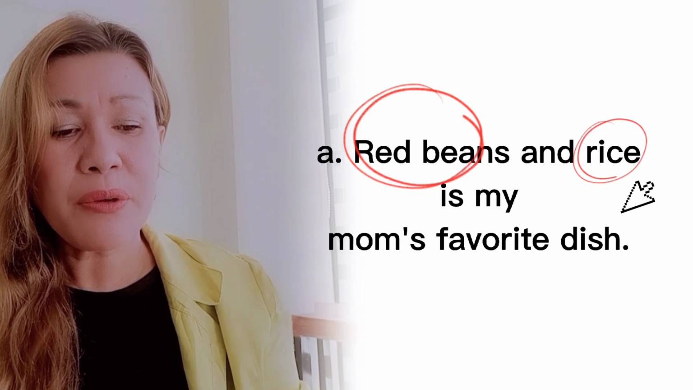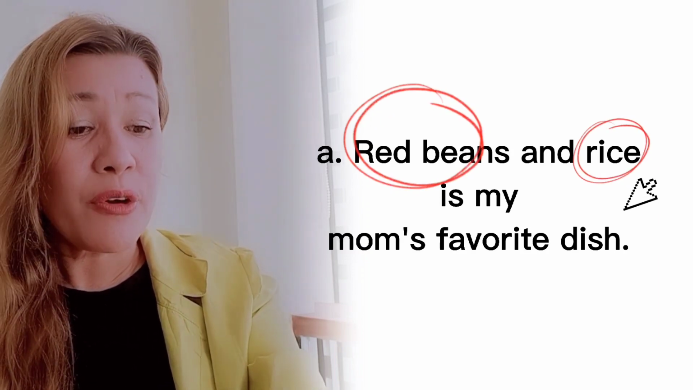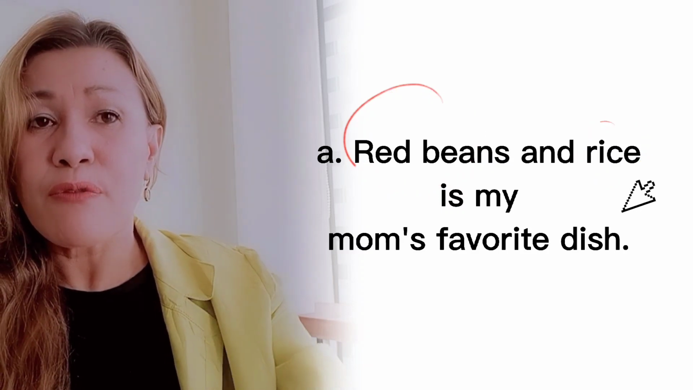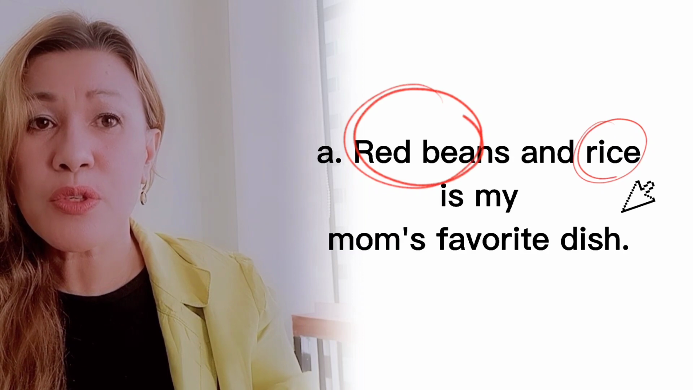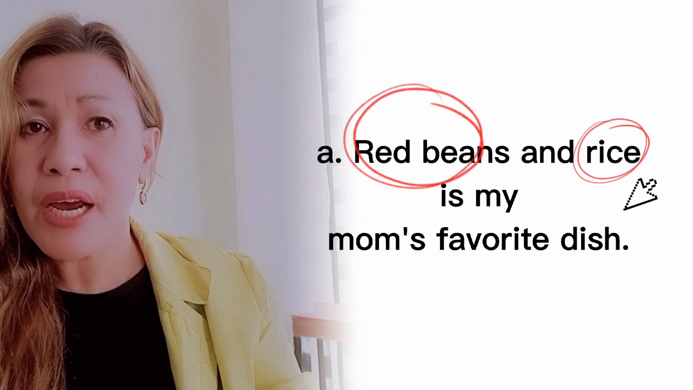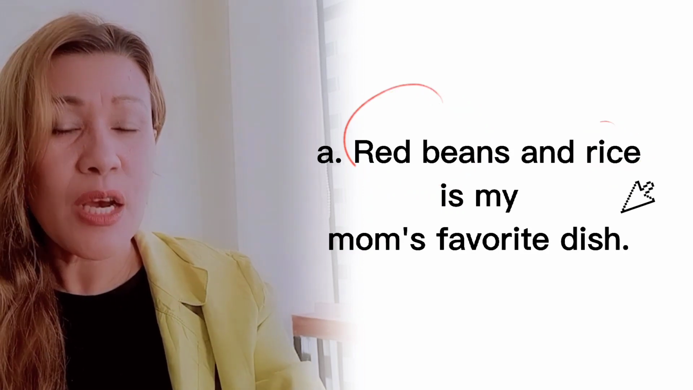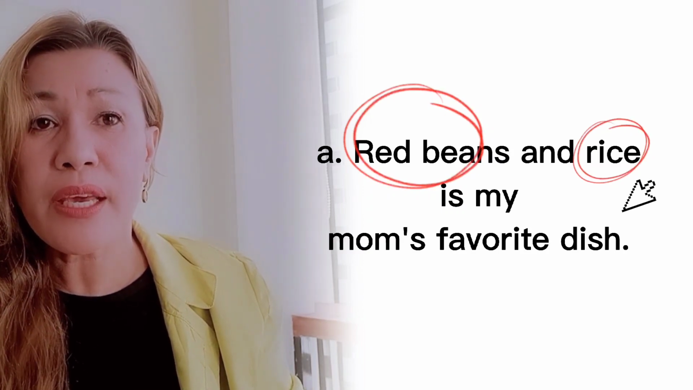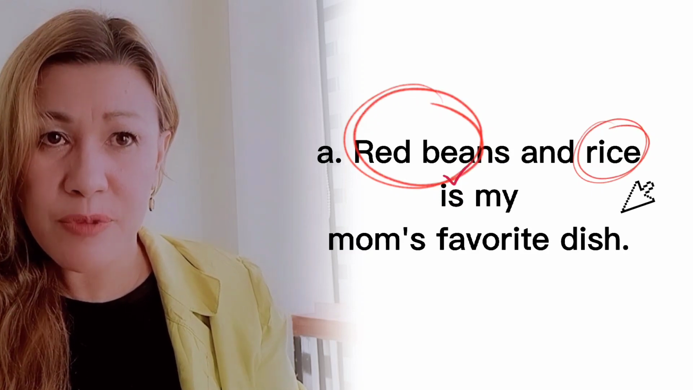So, for example, you cannot take rice from red beans for them to mean a dish. For the thing to mean a dish, they have to go together. So red beans and rice must go together to mean a dish. So in this case, we need to use only a singular verb even if we have a compound subject.